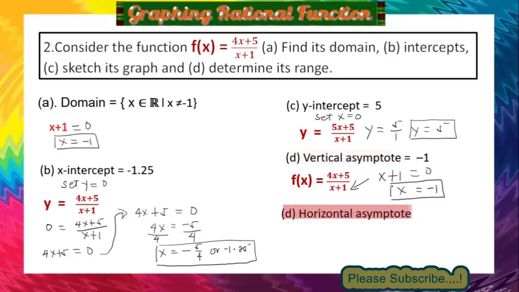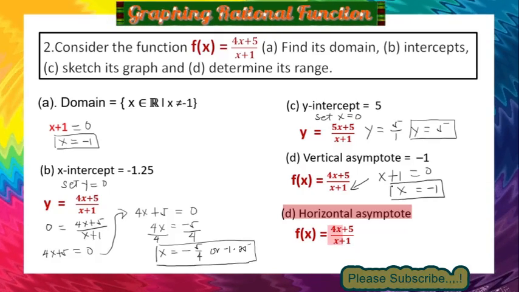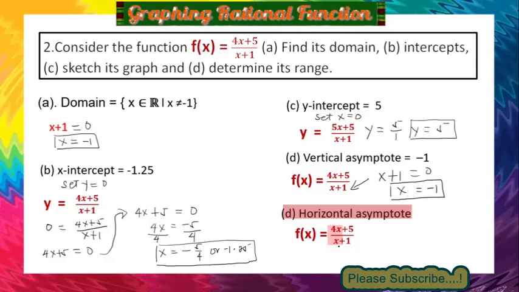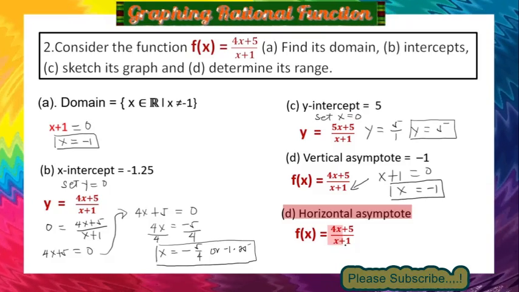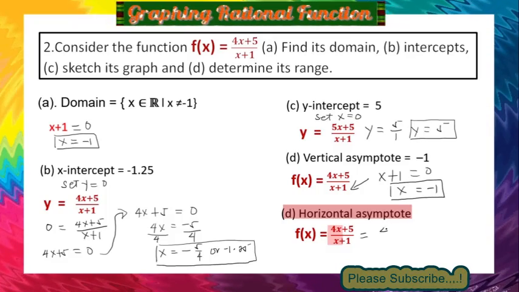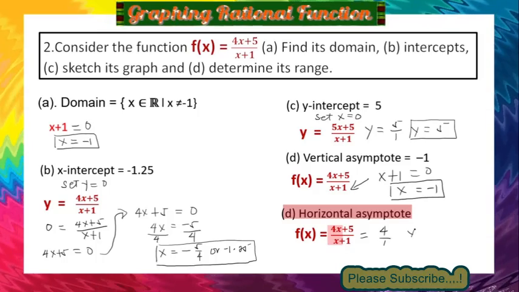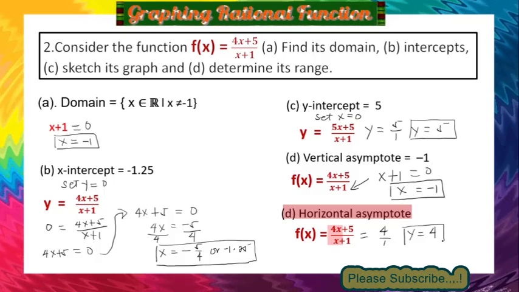For the horizontal asymptote, okay, you have to look at the degree of the numerator and denominator. As you can see, the degree of the numerator is 1 and the degree of our denominator is also 1. So what we're going to look for is the coefficient. The coefficient of the numerator is 4 and the coefficient of our denominator is 1. So our y is equal to 4. So this is our horizontal asymptote.